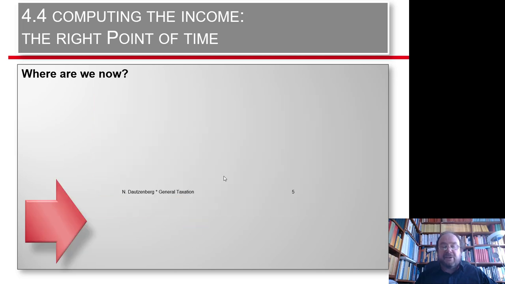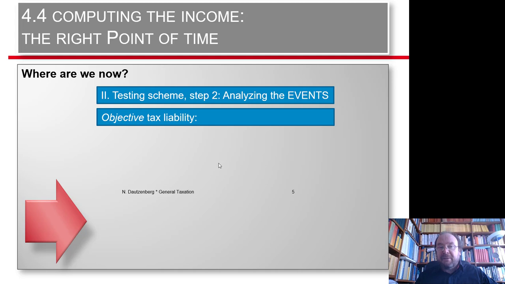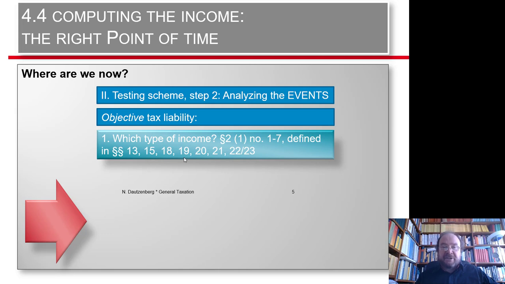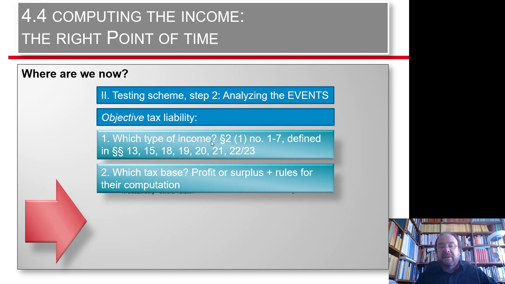Now let's look on the next chart. Here, analyzing the events is usually done in 3 steps. At least that's my personal recommendation. But if you need a technical term, analyzing the events is sometimes called the objective tax liability. So, first question is, which type of income does my activity belong to, where revenue or expense are combined with? You know there are 7 types defined in some paragraphs, and you have to find out what's the proper one. Then you ask yourself which tax base you need, profit or surplus, and you apply the rules for that computation. That is what we have talked about in the last chapters.